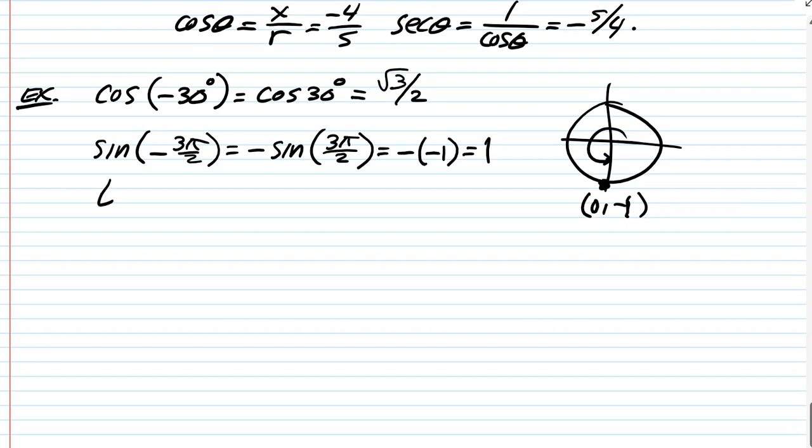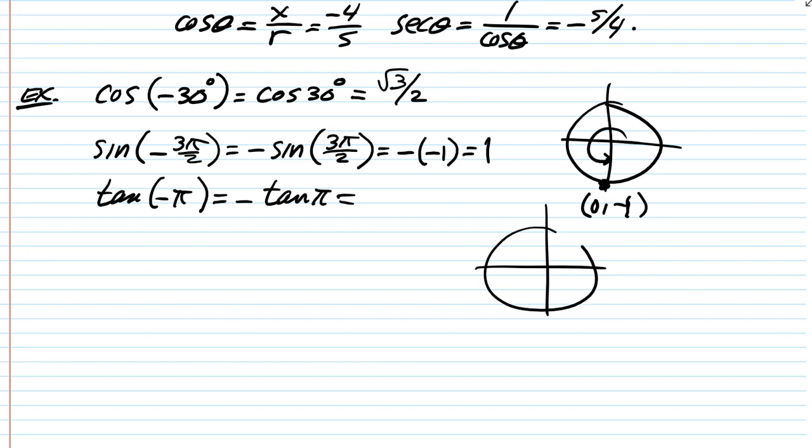And what about if I have, let's say, tangent of negative pi? Well, tangent of negative pi is negative tangent of pi. And tangent of pi, this time on my unit circle, is negative 1, 0. Here's pi, right? Theta is pi. Tangent is the ratio y to x. It's going to be negative 0 over negative 1, or 0. Right?